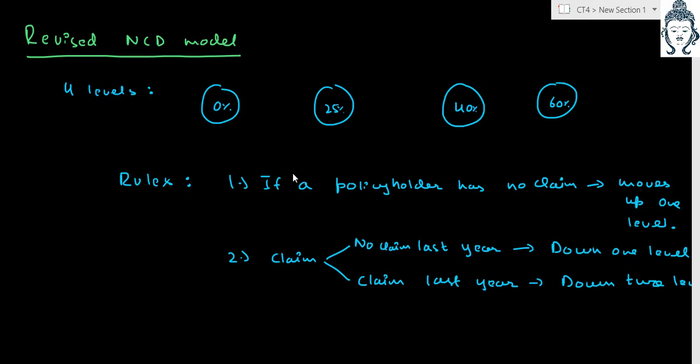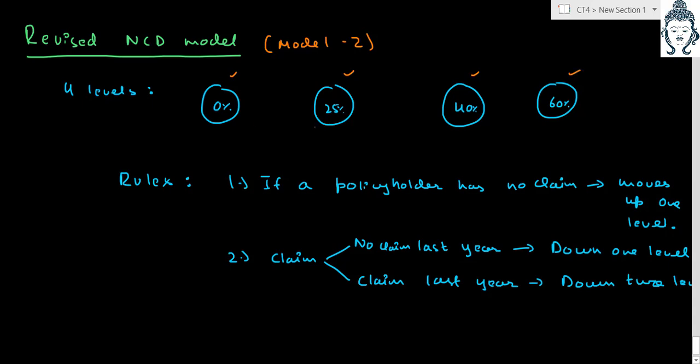Okay, so now let's consider a new type of no claim discount model. I'm calling this a revised NCD model, let's call this model number 2. So here, instead of 3 levels of discount, we have 4 levels of discount. We have 0%, 25%, 40%, these 3 same as before, and now we have a new level that is 60% discount on the original premium.